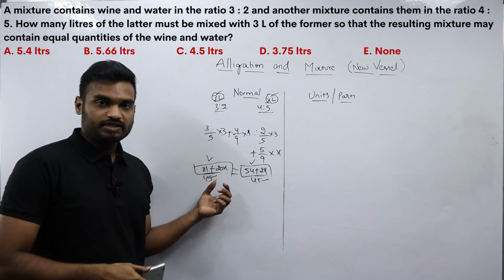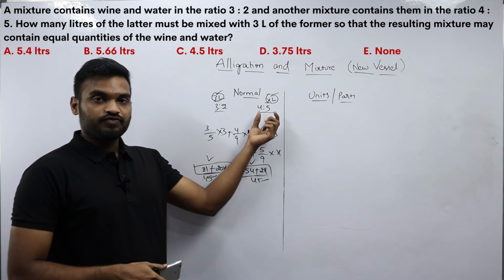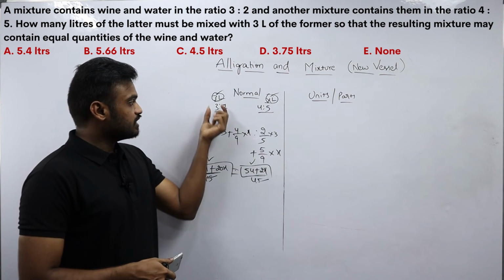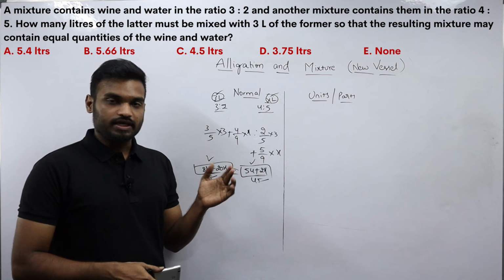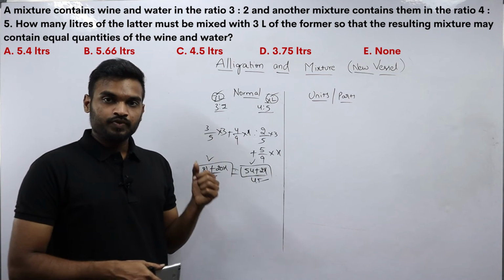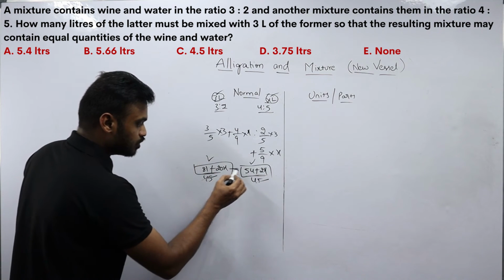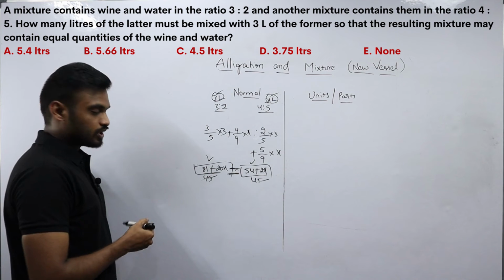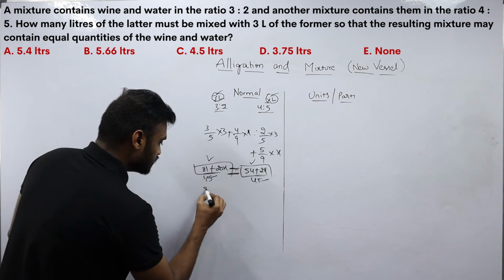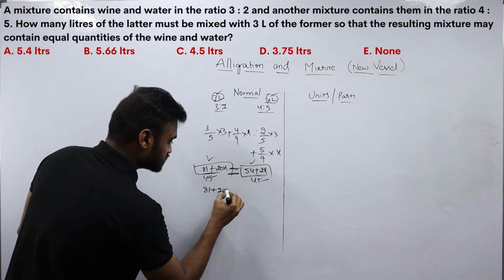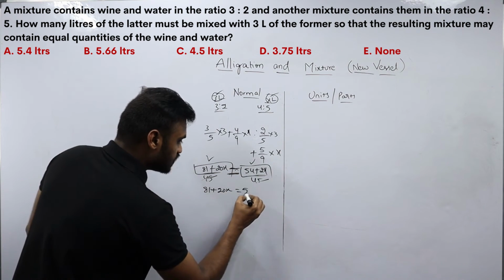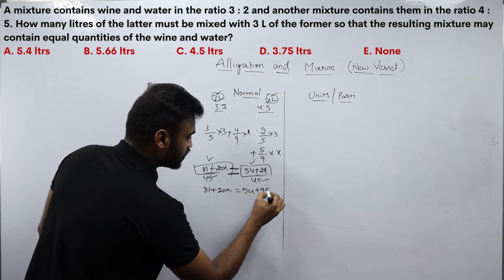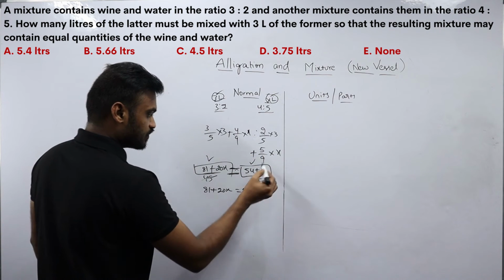See here, what they are saying is if x liters of the second vessel is mixed with 3 liters of the first vessel, in the resultant quantity wine and water will be equal. So we can simply equate both the ratios of wine and water. Now what we will get is 81 plus 20x equal to 54 plus 25x. Okay, sorry, 5 first 25, right?